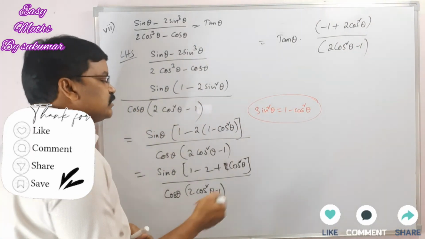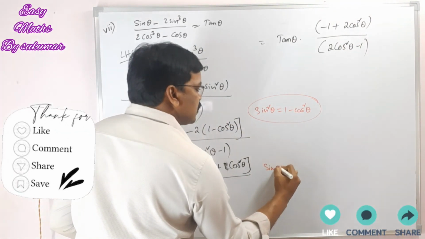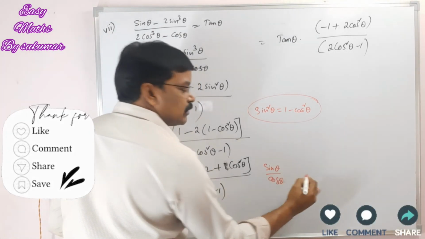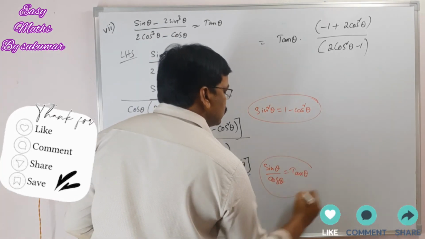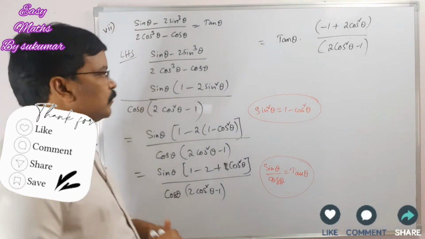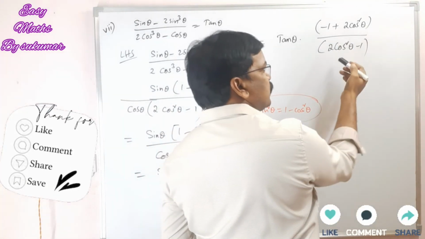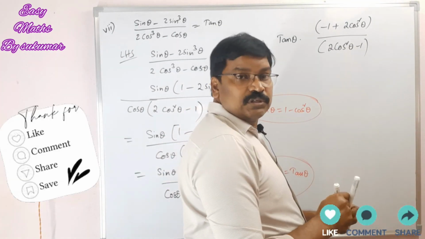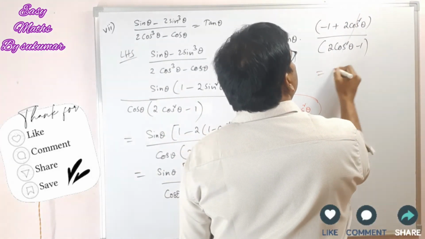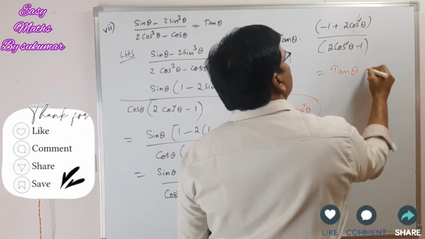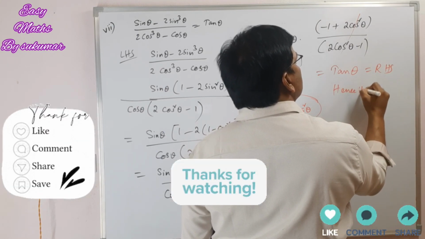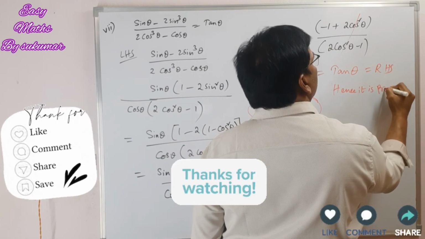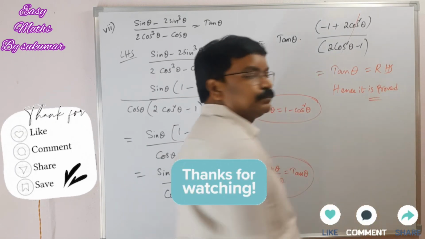Actually I forgot to write here, this sin theta by cos theta is equal to tan theta. So my dear students, here this is tan theta. Now here minus 1 plus 2 cos square theta and 2 cos square theta minus 1, both are the same, no. So they cancel, it is equal to tan theta, which is the RHS. So hence it is proved. Okay.